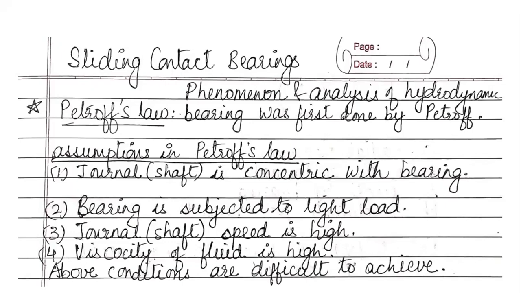And while doing this, certain assumptions that he had made were that the shaft is concentric with the bearing. That is, both shaft and bearing will have the same axis. Bearing is subjected to light load. Journal or shaft speed is high. Viscosity of fluid is also high. Now, actually, the above conditions are difficult to achieve, but Petrov had made these four assumptions before deriving the formula for coefficient of friction.